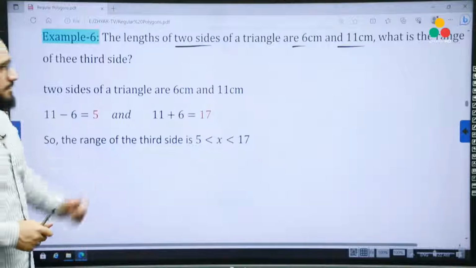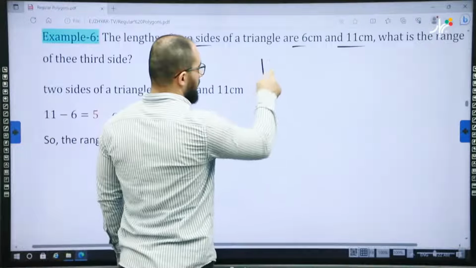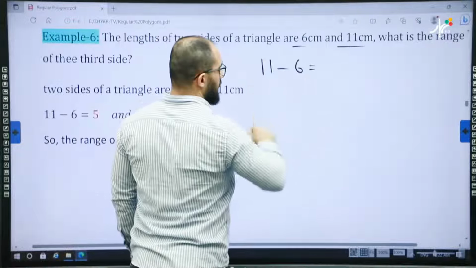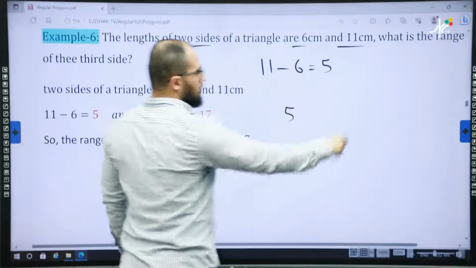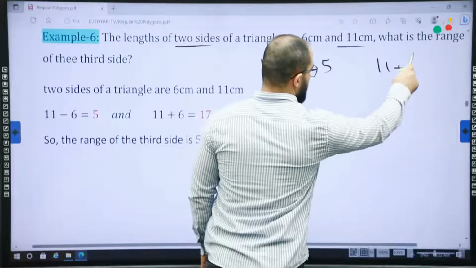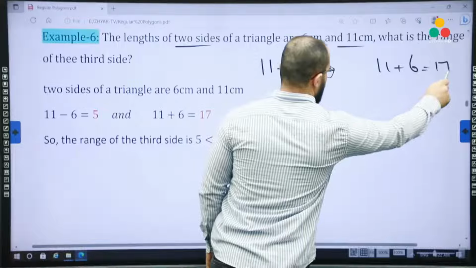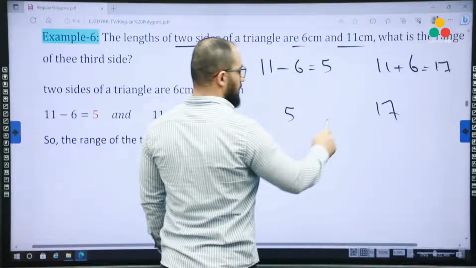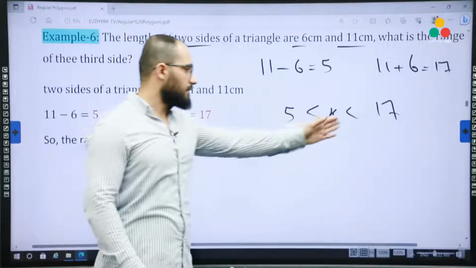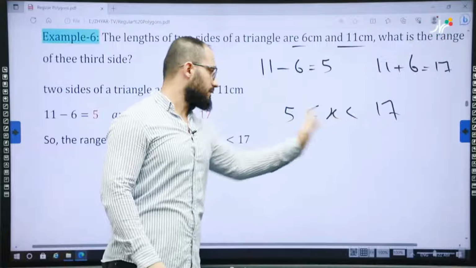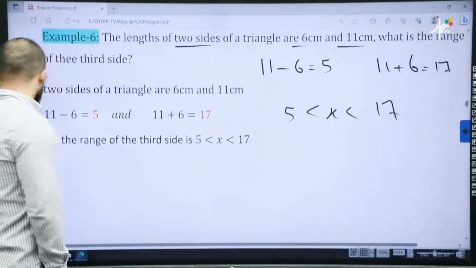So we have 11 and 6. It's quite easy. 11 minus 6 is equal to 5, so write down 5. Then 11 plus 6 is equal to 17, so write down 17. Then the range of the third side is x less than 17 and x greater than 5. Okay, let's solve it again.